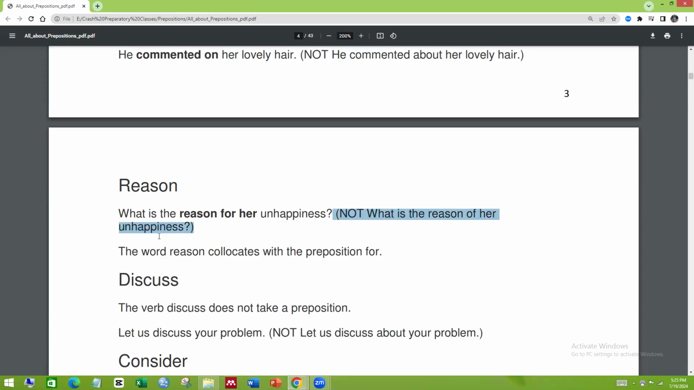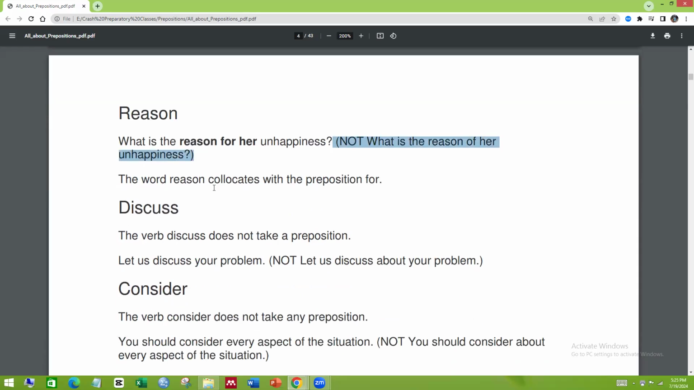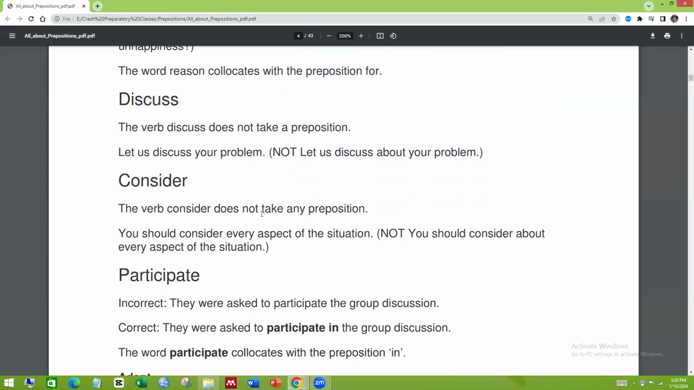Okay. And then we have the word reason, which collocates with the preposition for. Discuss. The verb discuss does not take a preposition. Let us discuss your problem, not let us discuss about your problem. Now, these sentences are commonly used by non-native English speakers or writers. So we need to take care of that.